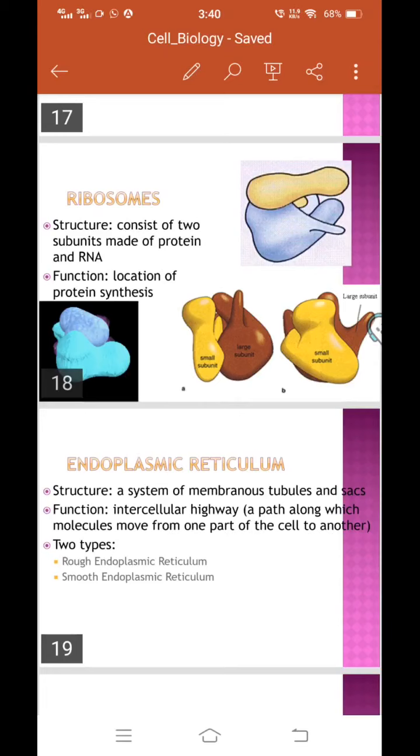so ribosomes जो होते हैं, they are the fundamental apparatus of the cytoplasm. Now why are they known as the fundamental apparatus of the cytoplasm? Because protein is the important constituent of the cell. Okay, and these ribosomes are responsible for the synthesis of the protein. That's why they are known as the apparatus of the cytoplasm.